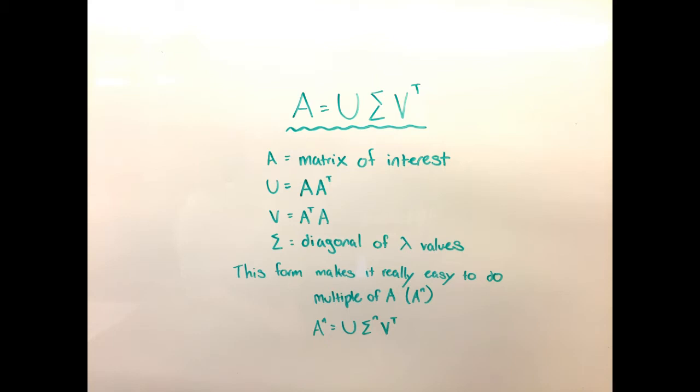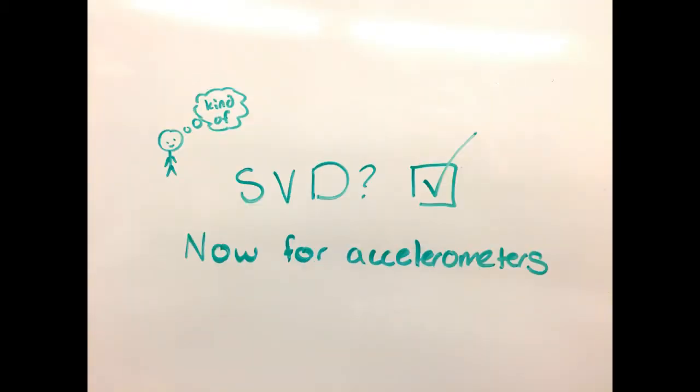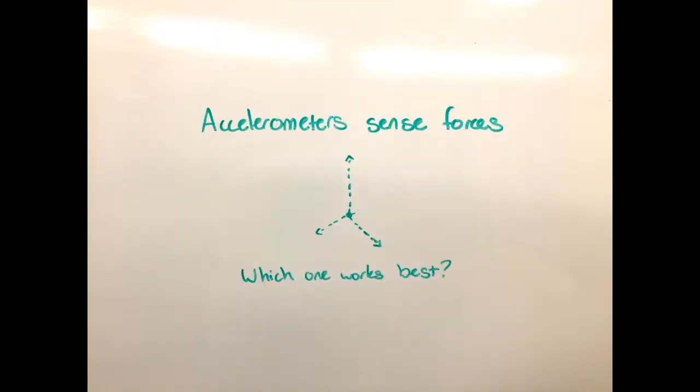The eigenvalues are in descending order. Another way to write matrix A is as the sum of the different components of U, sigma, and V. The V and U values correspond with the first sigma value and are the most significant elements of the matrix A. Now that you have a basic understanding of SVD, let's apply that knowledge to accelerometers.